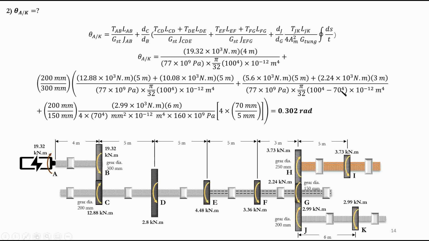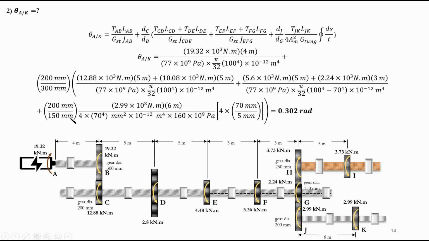TL, right? As we know before, G. But the difference, of course, we know is J, pi over 32 times 100 to the power 4 minus 70 to the power 4 multiplied by 10 to the power negative 12. So we've done this before as well. Now, the different part, which we have not seen before really, is this one, right? This one. So how can we deal with this?